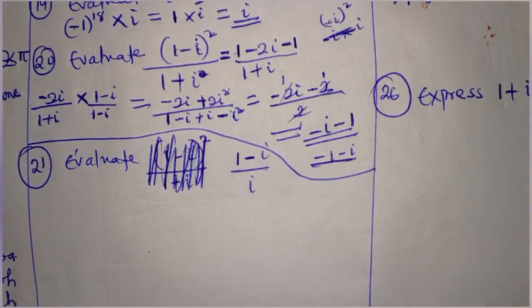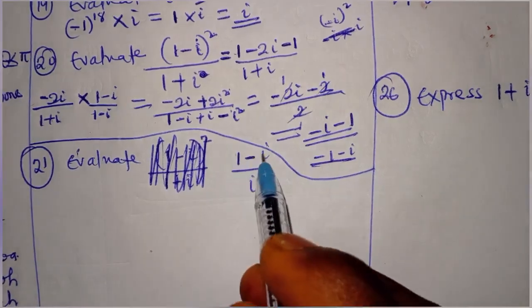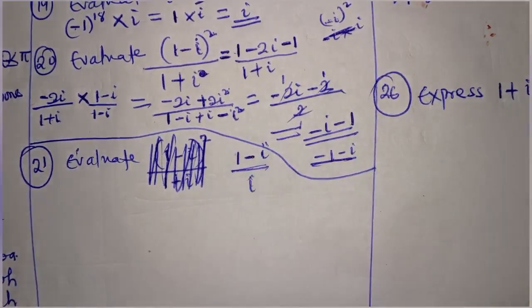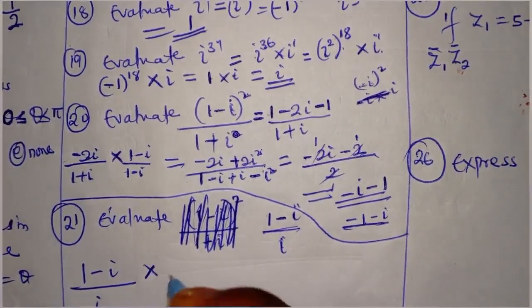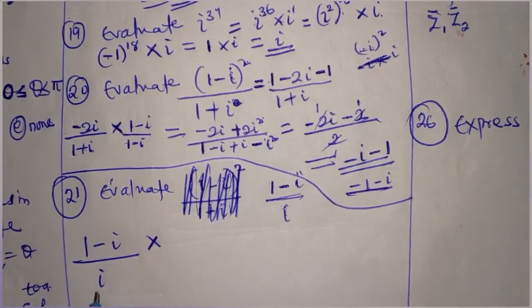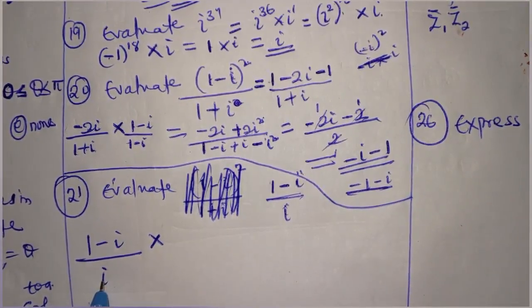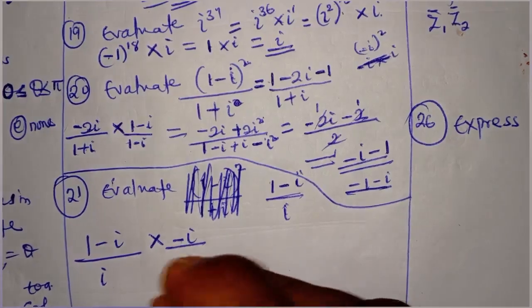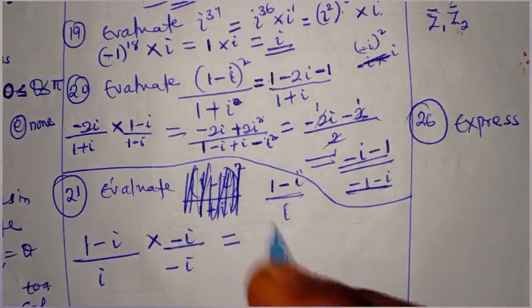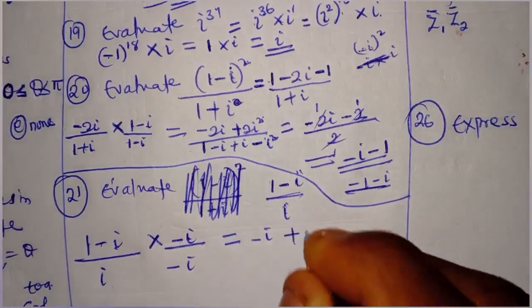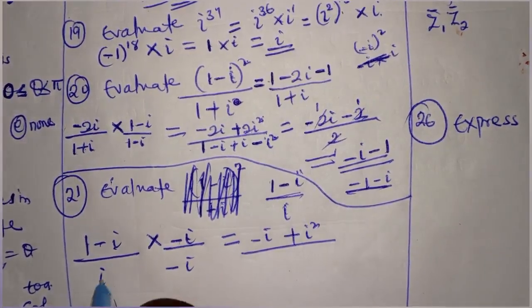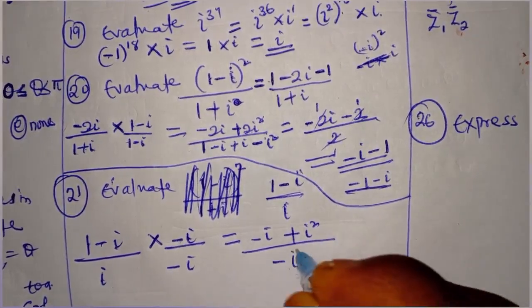Now, for question 21, let's evaluate this. We have to evaluate 1 minus I all over I. So we have 1 minus I all over I multiplied by the conjugate of the denominator. It is just I here alone. So if I change the sign of this imaginary number from plus to minus to become minus I all over minus I. 1 times minus I is minus I. Minus I times minus I is plus I squared. Then I times minus I is minus I squared.